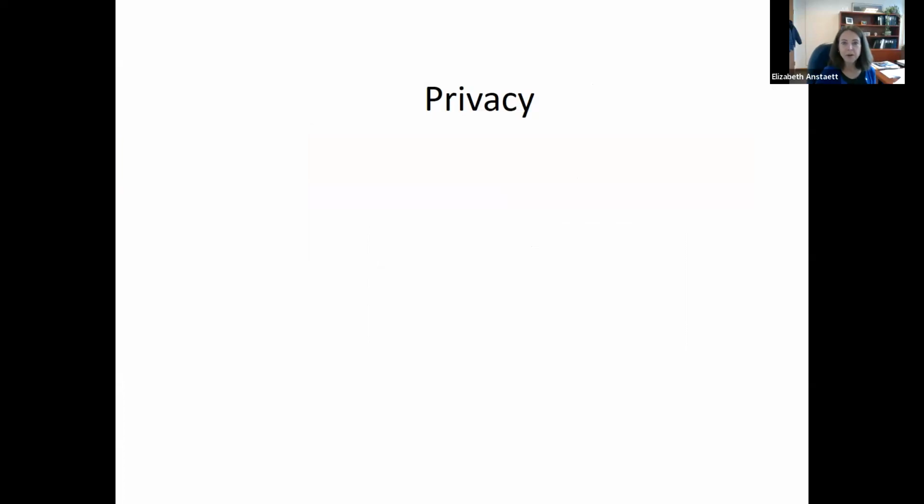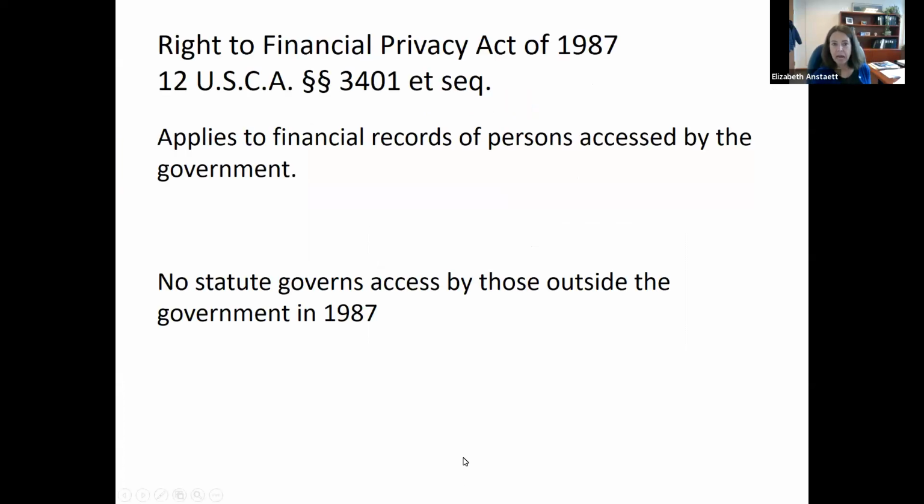Hello, and welcome to Module 11, where we're going to discuss privacy. We will actually be discussing privacy for two modules, but we will start with the Right to Financial Privacy Act.